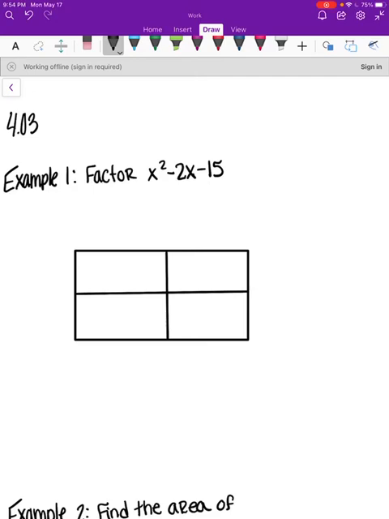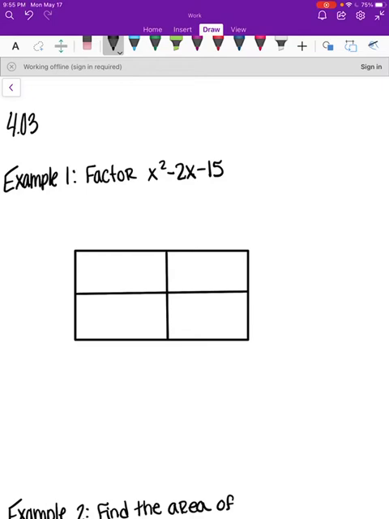Example 1 says factor x squared minus 2x minus 15. So how we do this is we have a 2 by 2 box. This is just a very visual way to factor. You can do it a lot of other different ways, but this is how they teach you in the tutorial. So I'm going to show you this way. I actually use this way too when I factor.